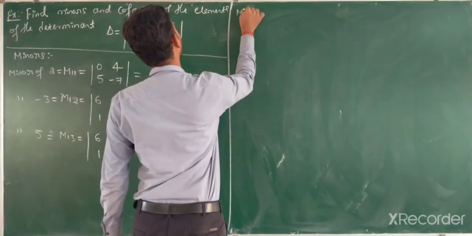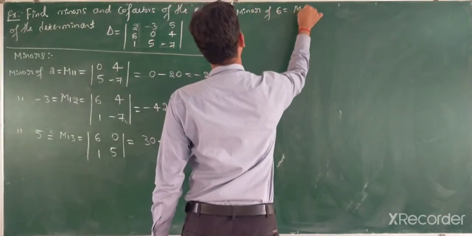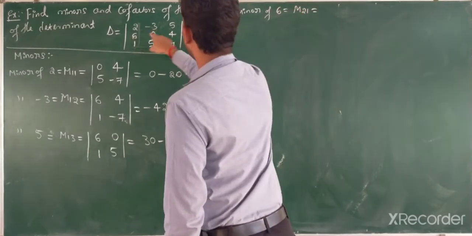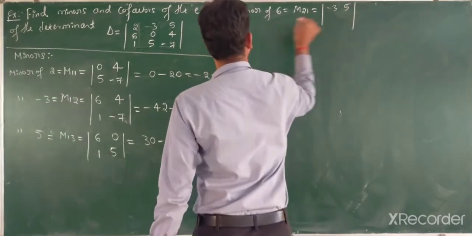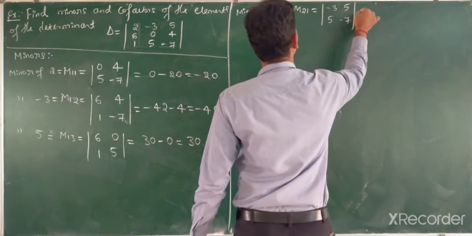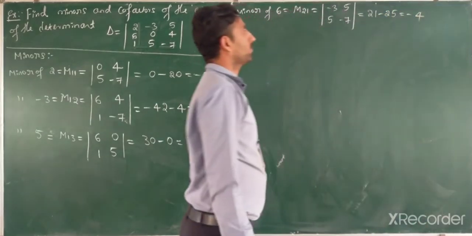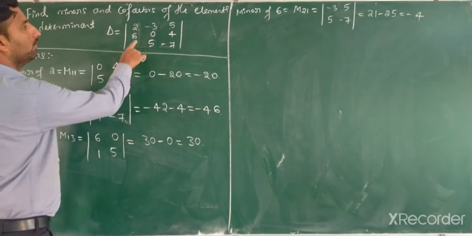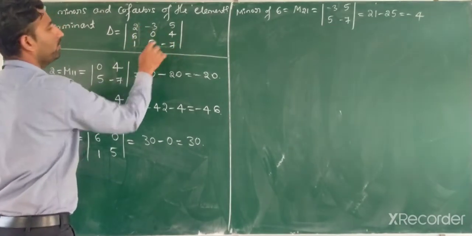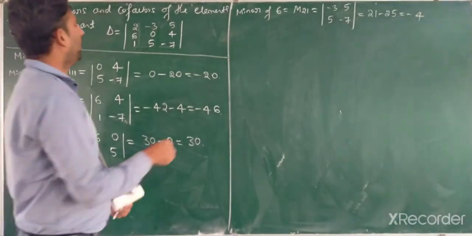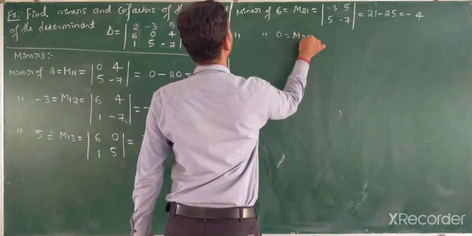Next, minor of 6 is M21, which is nothing but what? Minus 3, 5, 1, minus 7, which is equal to 21 minus 5, which is 16. Correct? Minor of 6: this row and this column we have to eliminate, leaving minus 3, 5, 1, minus 7. That is minus 4. After that, minor of 0, M22.